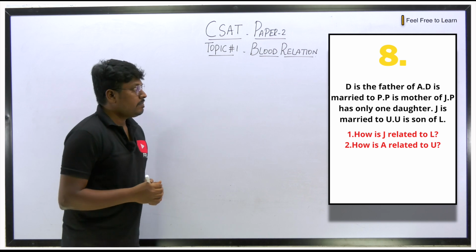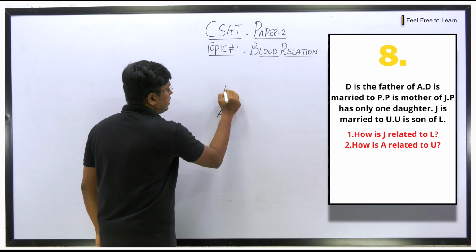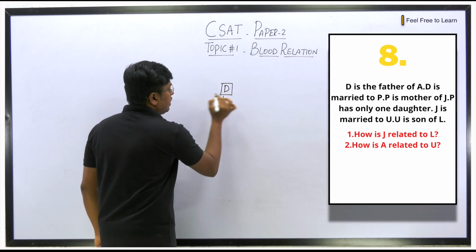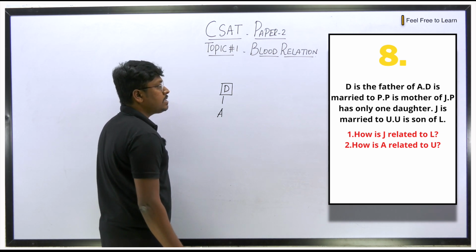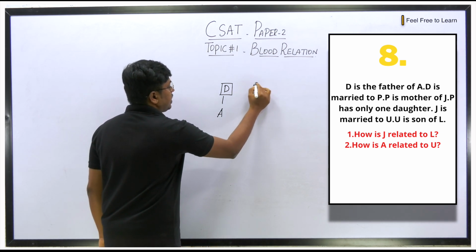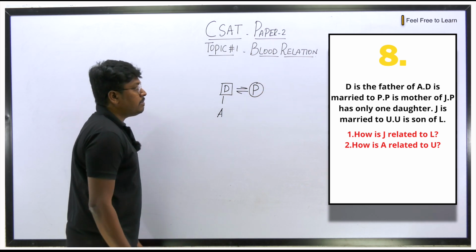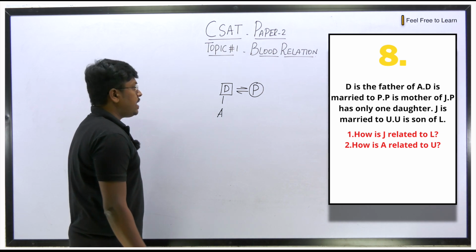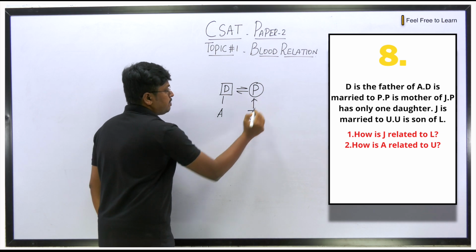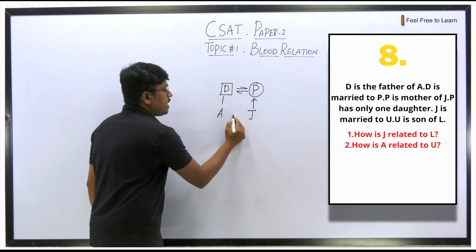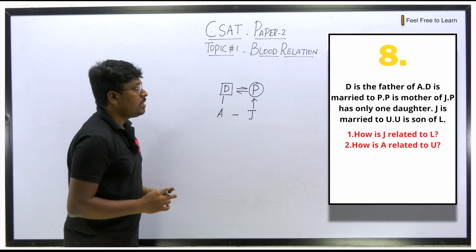Set number 8. D is father of A. So A's father is D. Because D is a father, a male person. Got it? D is married to P. So what they said is P is married to D, then we can definitely say that P will be a female person. Only then both persons can be a married couple. P is mother of J. So J's mother is P. And definitely A and J will be brothers or sisters, but we don't know the gender of both persons. Got it?